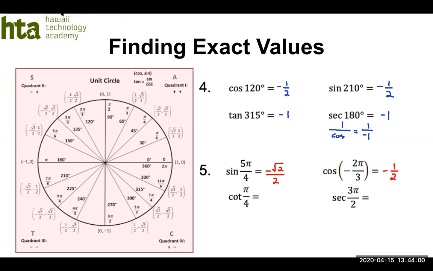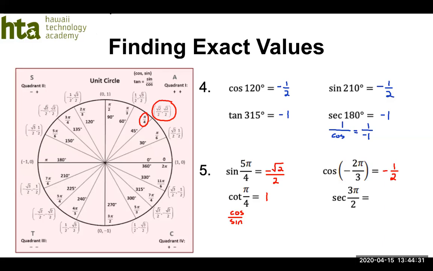All right, cotangent of pi over 4. Here is pi over 4. Here is our x and y coordinate. If tangent is sine over cosine, then cotangent would be the reciprocal. It would be cosine over sine. So if cosine is rad 2 over 2 and sine is rad 2 over 2, then that divided by itself is 1. Okay, so cotangent, remember, is the reciprocal of tangent. And if tangent is sine over cosine, then cotangent is cosine over sine.